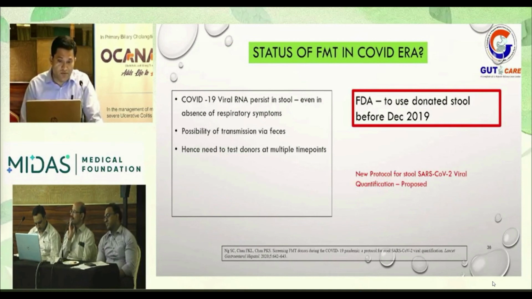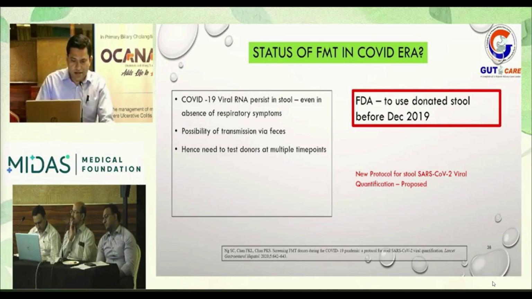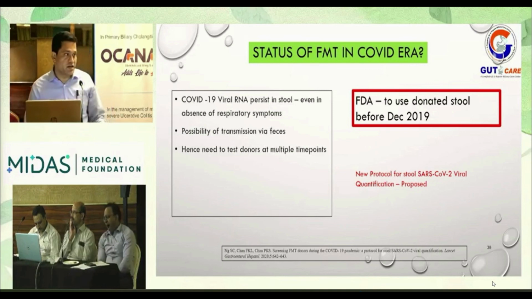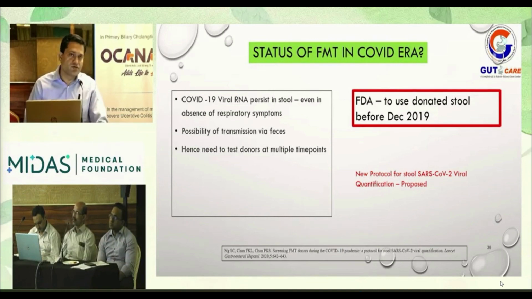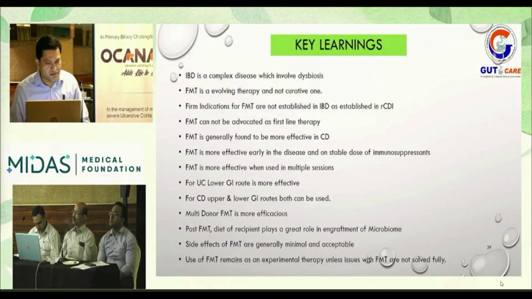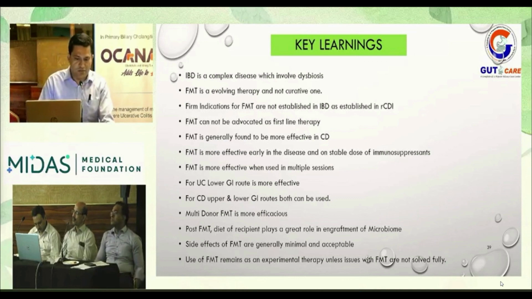So the last point, what is the status of FMT in the COVID era? So Sagar sir had told that COVID-19 viral RNA can persist in the stool even in the absence of respiratory symptoms. So there is possible transmission via the feces, hence need to test the donor at multiple time points, and we are not out of the COVID era still. And FDA has given a statement that we should use donated stool which has been donated before December 2019, to avoid transmission of COVID.